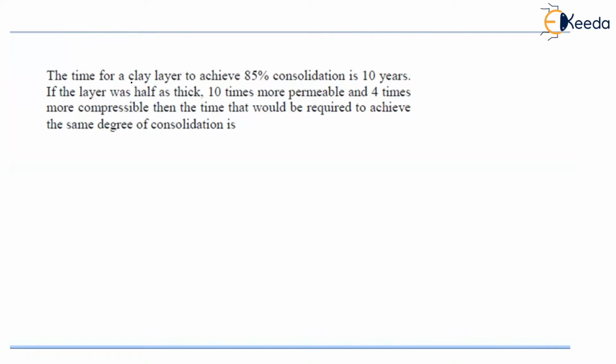So there is a clay layer. Let us assume there is a clay layer, and let us see in the first case what is happening here. If it wants to reach 85% consolidation, how much time did it take? It took 10 years, right? Now what are they doing? In the second case, the layer is half as thick. That means if it has a thickness of, let us say, D, now the thickness will become D by 2.